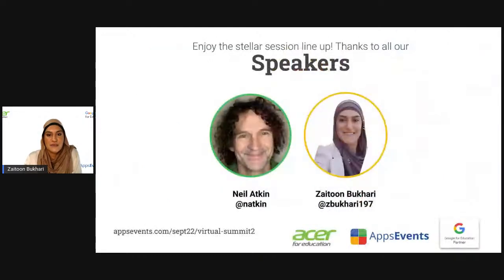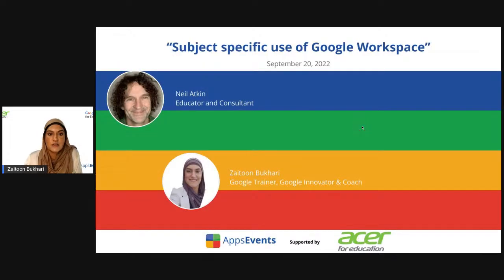Tonight's speakers are Neil Atkin, who is an educator and a consultant, and myself. I'm Zaitoon Bukhari, and I am a Google certified trainer, innovator and coach, but more importantly, I'm a science teacher, more specifically physics. So there will be quite a few bits about maths and about science, but also looking into some of those other subjects where we can use Google Workspace tools more specifically.